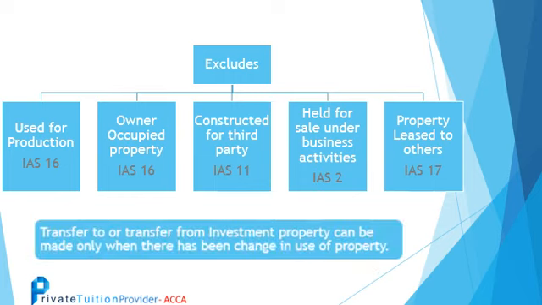Transfer to or transfer from investment property can be made only when there has been change in use of property. Let's suppose we are using a property for rental income and in the next period we lease it to the third party. Then we will discontinue IAS 40 and we'll treat it under the IAS 17.